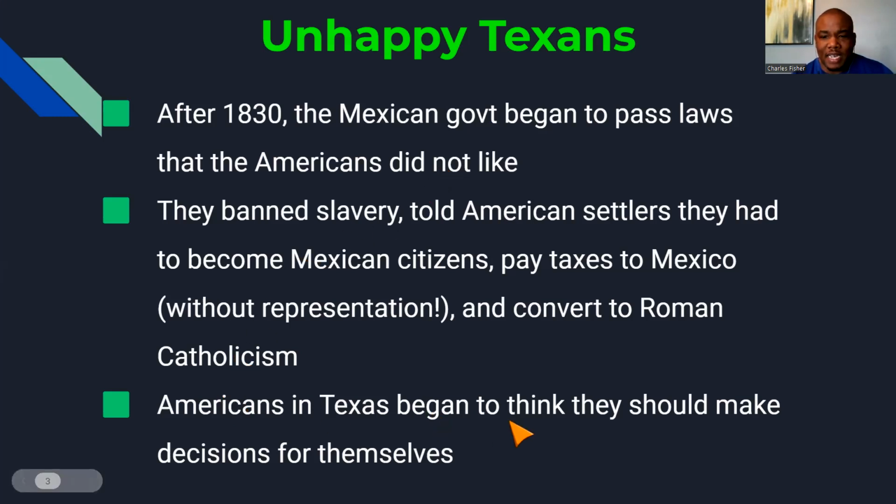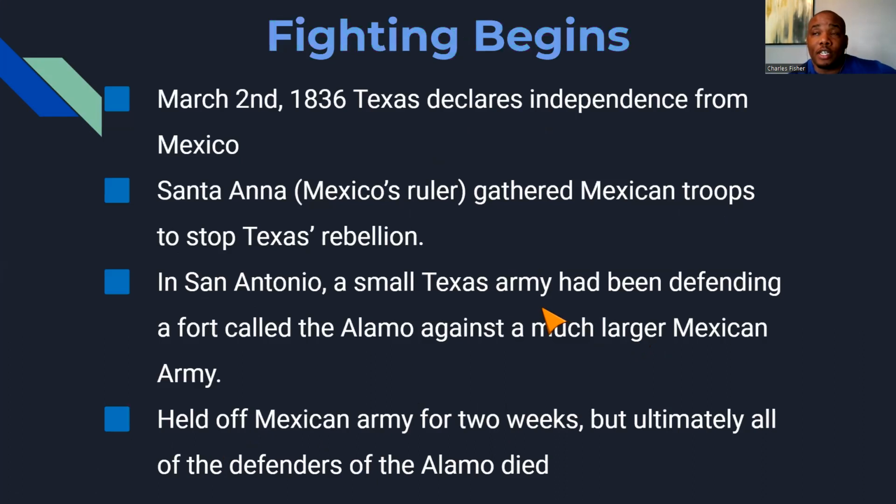Americans in Texas began to think, hey, we should make decisions for ourselves, just like during the American Revolution. We don't need the British, we don't need the Mexican government telling us what to do. So this is key: Americans in Texas began to think they should make decisions for themselves. So this means war. That's why fighting begins. On March 2nd, 1836, Texas declares its independence from Mexico. We are no longer part of Mexico. Again, does that sound familiar? Declaration of Independence declares independence.